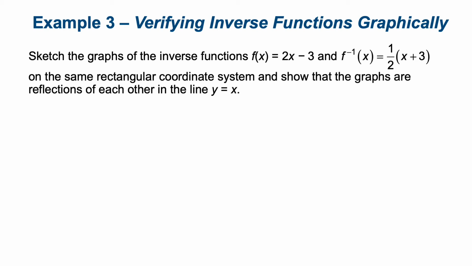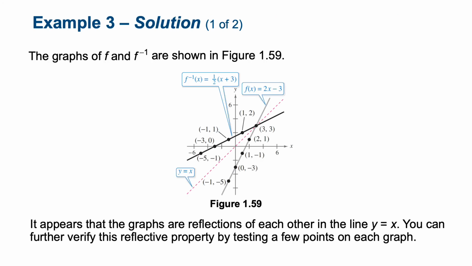So let's try to sketch these graphs on the same system to show that the graphs are reflections of each other on the line y equals x. So here we go. We have f of x is 2x minus 3. That's a line. This is also a line, different line, but yeah. Okay, so here's 2x minus 3. There's a lot going on. So let's say this is y-intercept -3 and then a slope of 2, right? So this is it right here, a little steep.